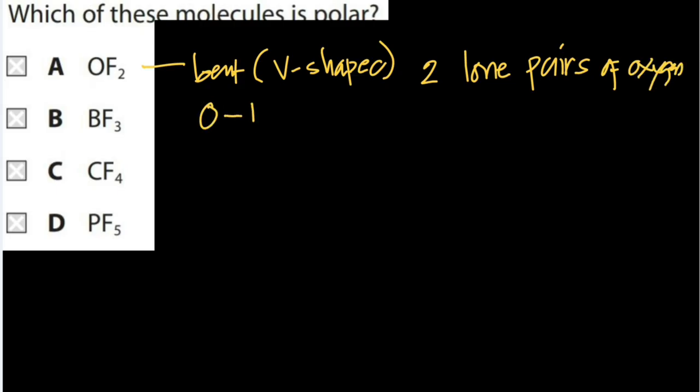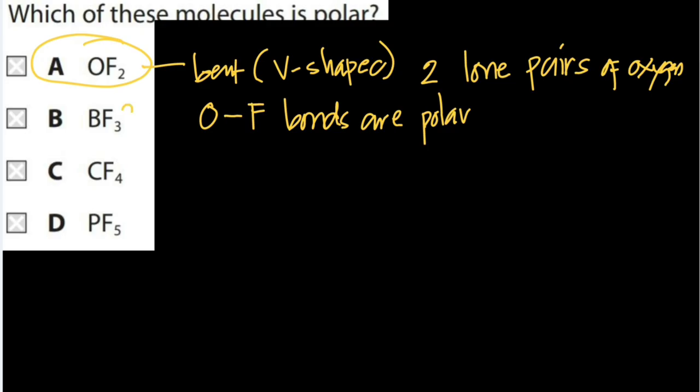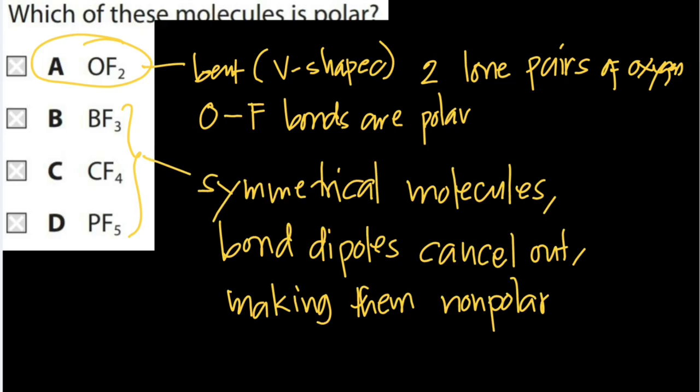Then the oxygen fluorine bonds here are polar because of the asymmetrical shape, and the dipoles don't cancel. So overall, this molecule is polar. So the answer here should be letter A. Let's take a look at the other choices, BF3, CF4, and PF5. These three molecules are symmetrical, and their bond dipoles cancel out, thus making them nonpolar. So the one that is polar here is OF2, letter A, or oxygen difluoride.